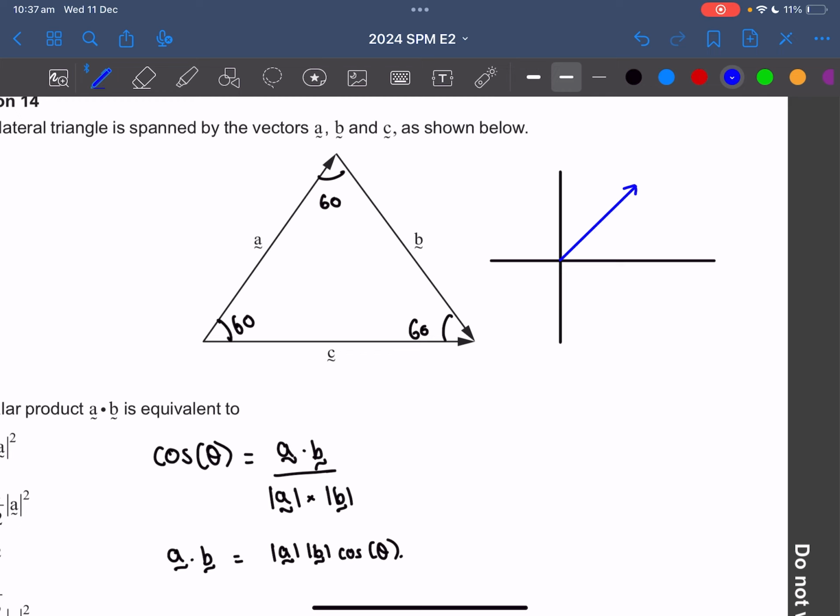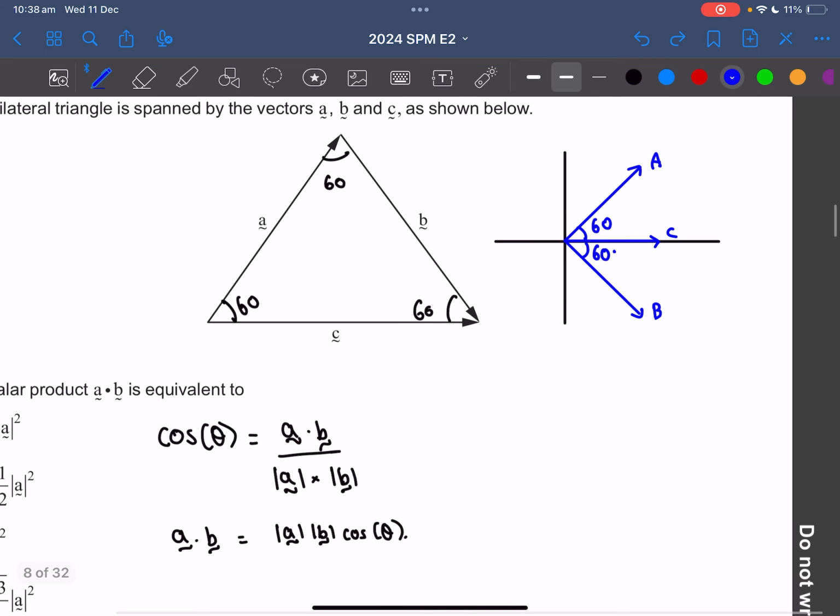Okay, then my vector C is just a straight horizontal line like so, and our vector B is going like this. Okay, and then this is 60, and then this is 60. So from vector A to B, the whole thing is going to be 120 and not 60, as we can see here. Okay, so make sure you're always careful about that.